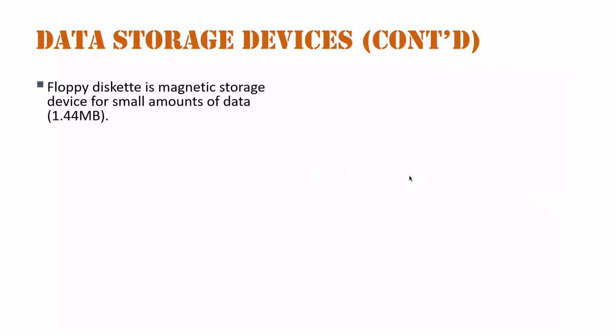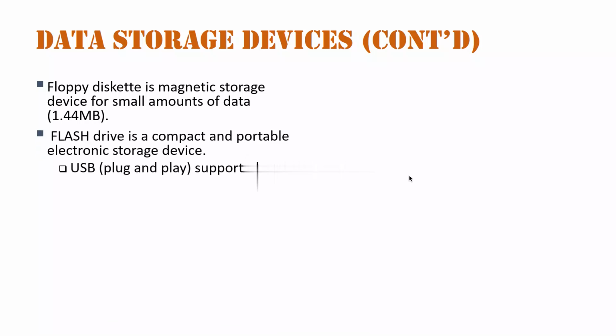The next thing is a floppy diskette, which is a magnetic storage device for small amounts of data, for example, 1.44 MBs or 1.5 MBs and so on. A flash drive is a compact and portable electronic storage device, sometimes we call it a USB, with plug and play support.